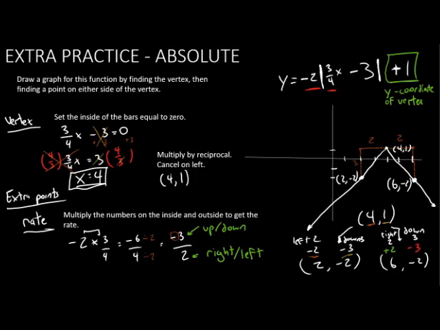Now, using those 3 points, we have constructed our absolute value graph, drawing diagonal lines to the left to complete the picture.